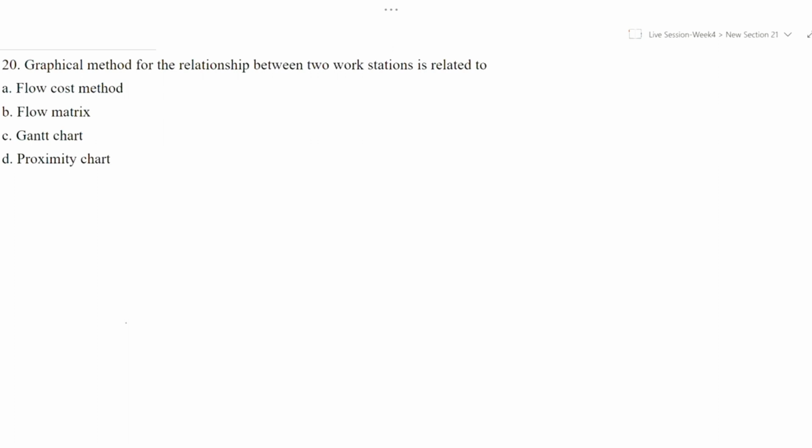The last question is graphical method for relationship between two workstations. Related to this we already discussed. It is the proximity chart. In proximity chart, it is the graphical method between two workstations. Again, previously we had already discussed the Gantt chart, flow cost method, and flow matrix.